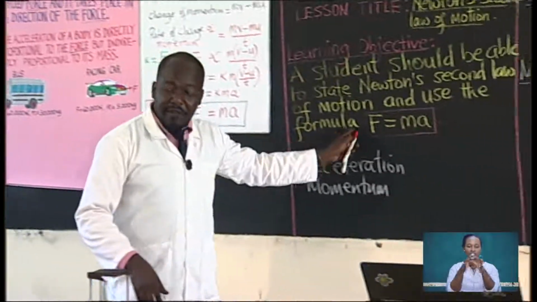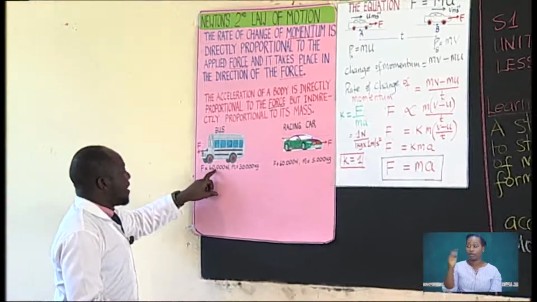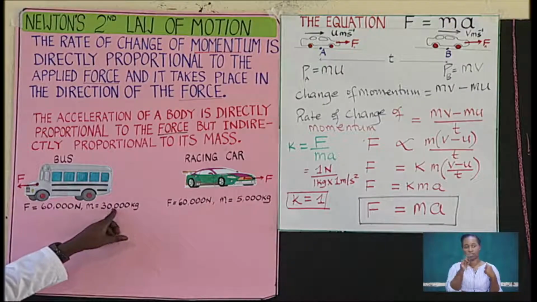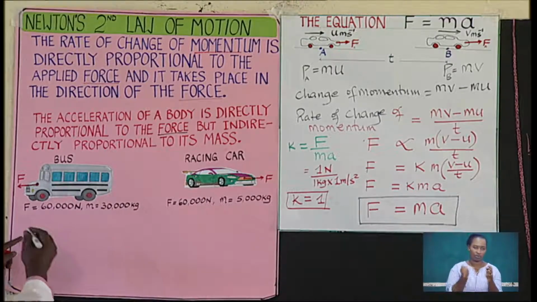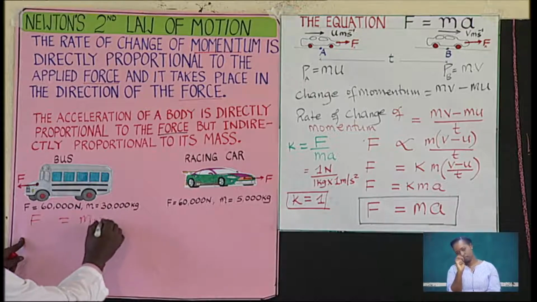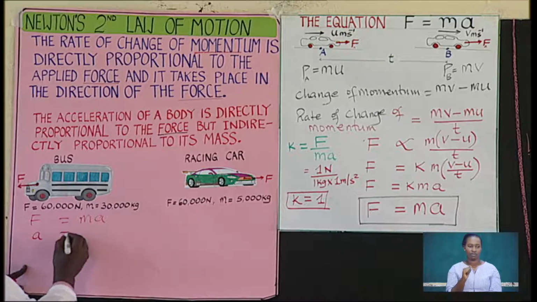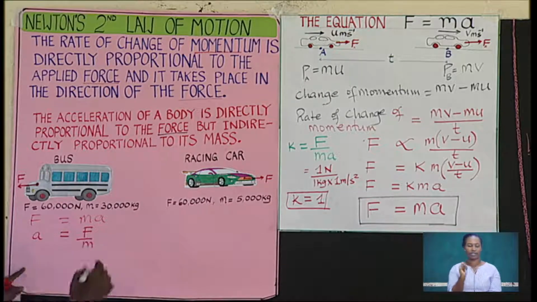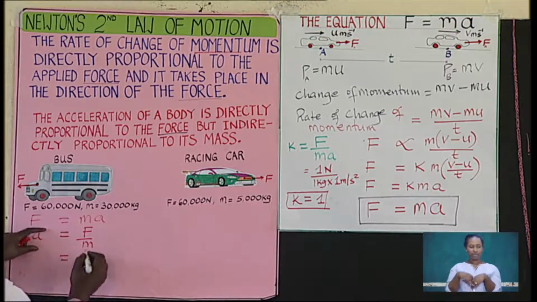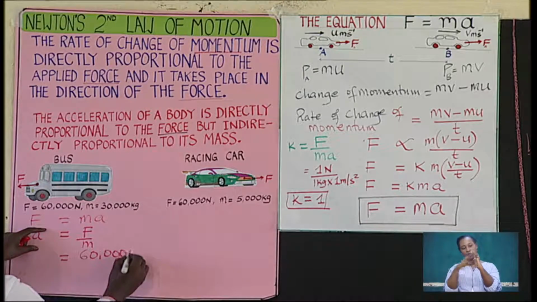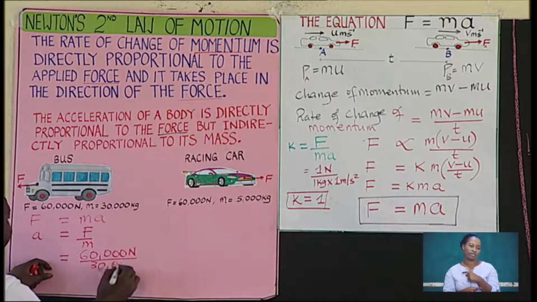Using our formula. Do you remember our formula? F equals ma. So here, the force is 60,000 newtons, and the mass is 30,000 kilograms. A bus is very heavy. So what we want to do is we want to get acceleration. So using F is equal to ma, acceleration is going to be equal to F over m. Do you remember that from our magic triangle? So the acceleration is going to be the force, which is 60,000 newtons, divided by the mass, which is 30,000 kilograms.